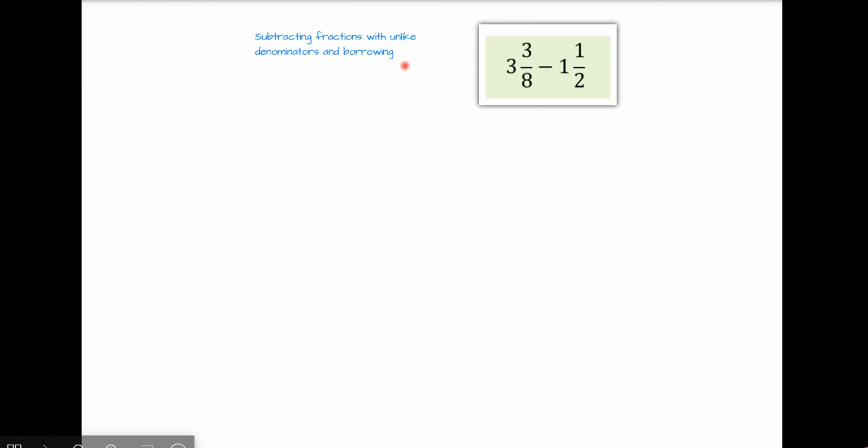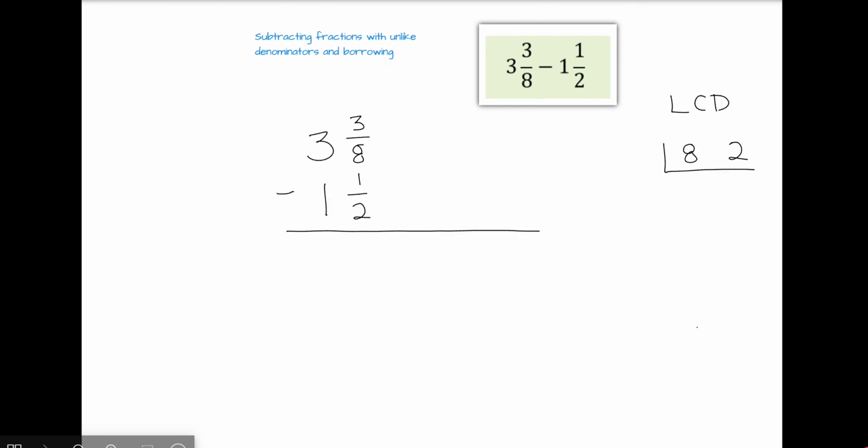Okay, the final thing we need to talk about is subtracting fractions with unlike denominators and then needing to borrow. So I've rewritten my problem vertically. Now I need to find my LCD. What divides out of 2 and 8? A common factor is 2. 2 goes into 8 4 times. 2 goes into 2 once. My LCD is these numbers multiplied together. So 2 times 4 times 1 equals 8. So we want 8s on the bottom.